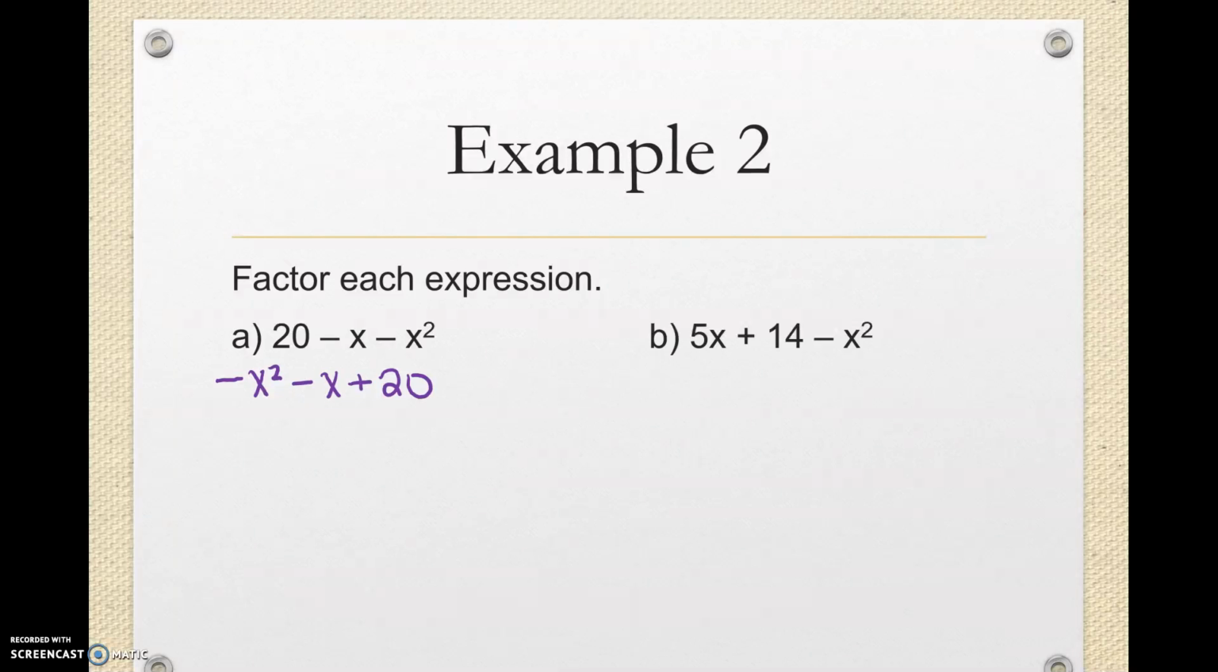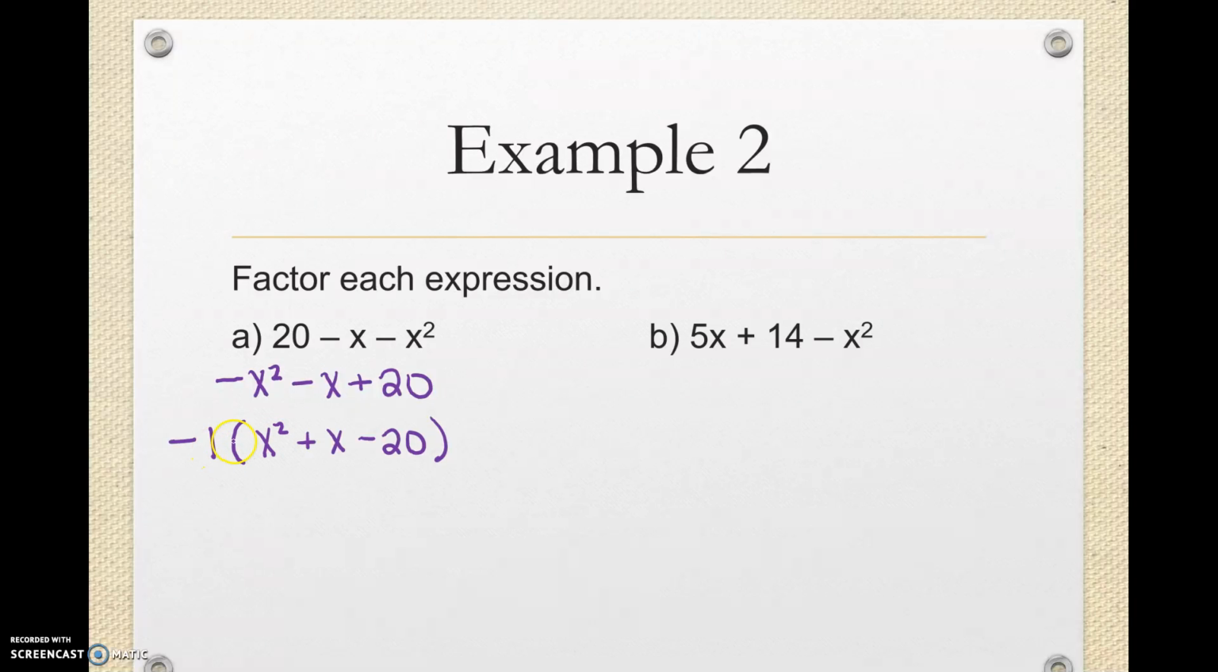Every example we've done so far has been positive x squared. You want it to be positive x squared. This negative in front of the x squared is a problem. So here's what I'm going to do. Negative 1 in front of the parentheses, and then I'm going to take the opposite of each term. There we go. This is called factoring out a negative 1.